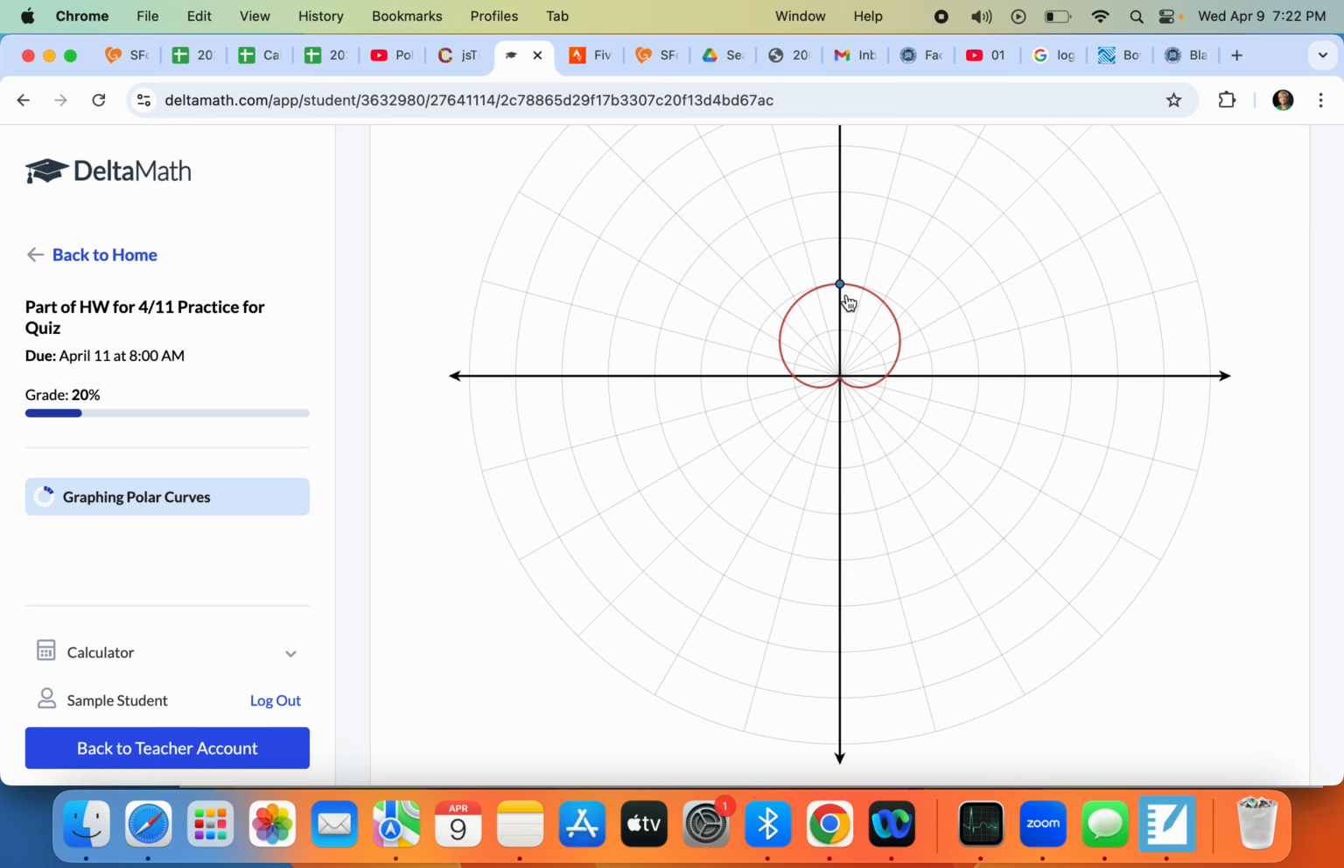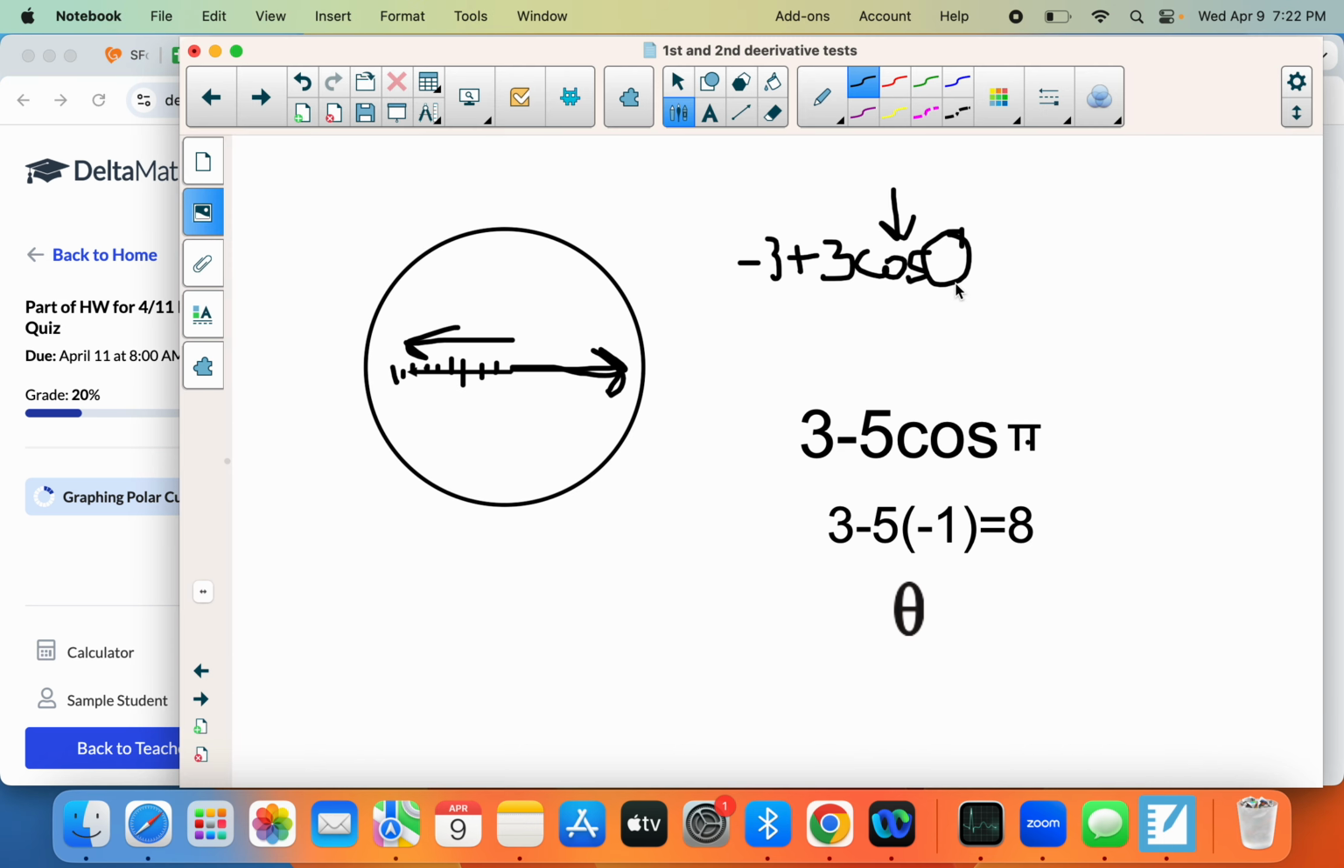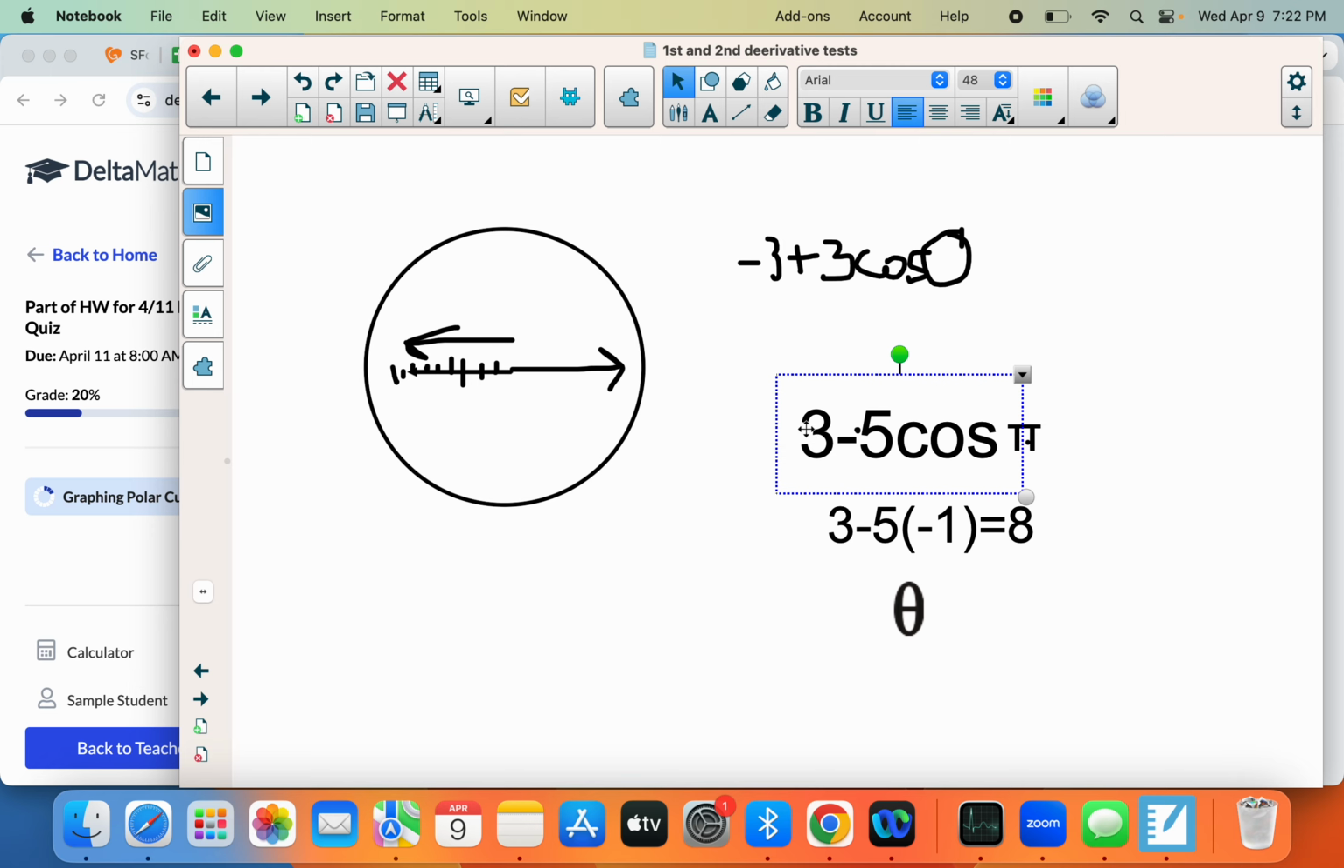So I turn this way and I'm pointing towards 0, like this, and I just stay right here. So I'm centered there. Now I'm going to put in pi and watch what happens. If I put in pi, I guess I'll work on this one. So right now we have negative 3 plus 3 cosine pi.